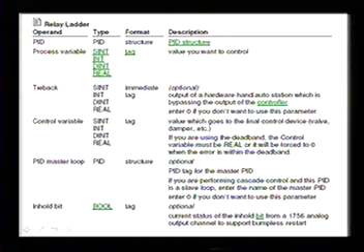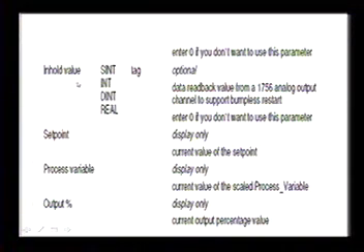Okay, so then we have the in-hold bit, and this is optional, and I never use it. The current status of the in-hold bit from a 1756 analog output channel is to support the bumpless restart. So if you wanted a bumpless restart, you would actually look into the in-hold bit. So here we have the in-hold bit again, and the set point.